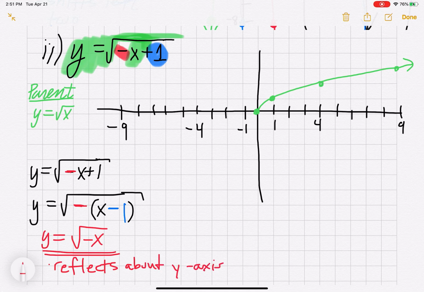So we're going to take all our green points and flip them around the other way. I'm going to start with the center. The center actually doesn't flip, but 1 flips to negative 1, and 4 2 flips to negative 4 2, and 9 3 flips to negative 9 3. So there's the reflection about the y-axis, going in the opposite direction.